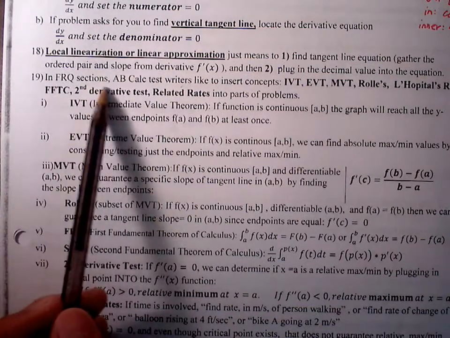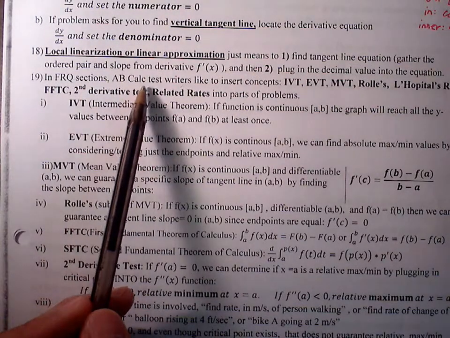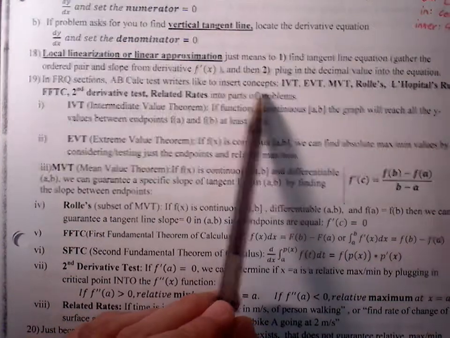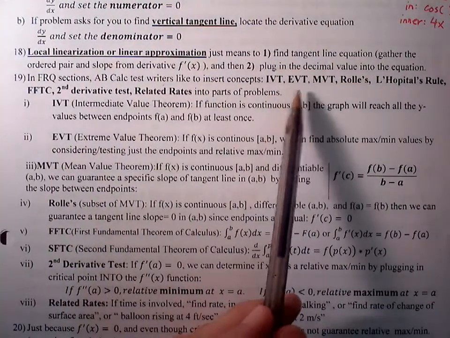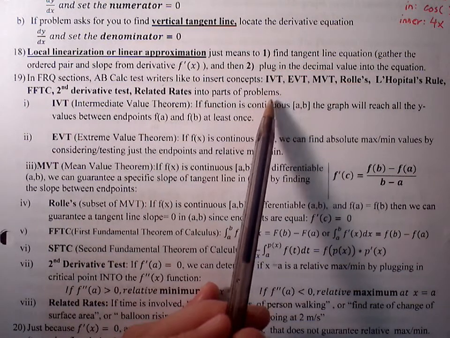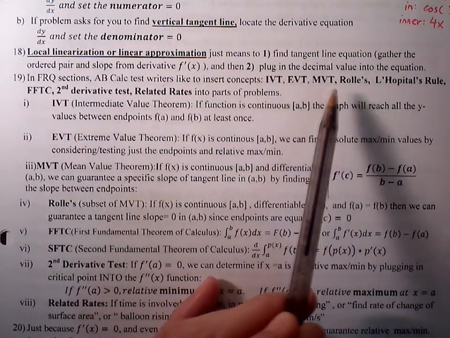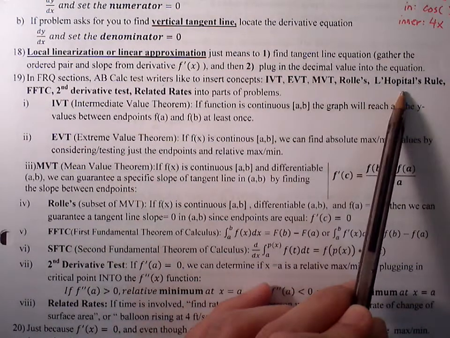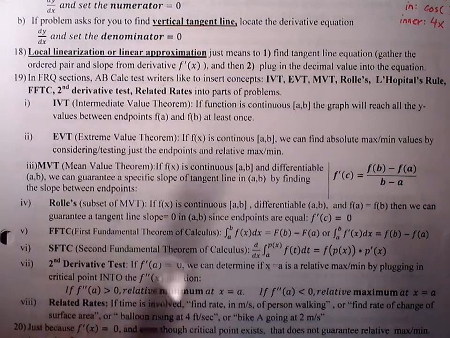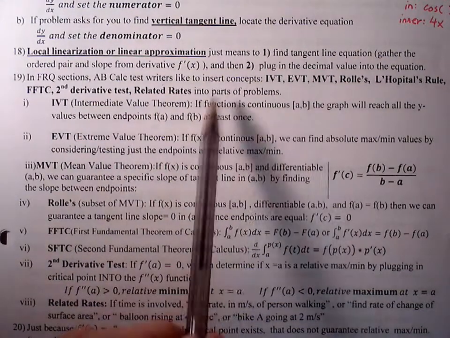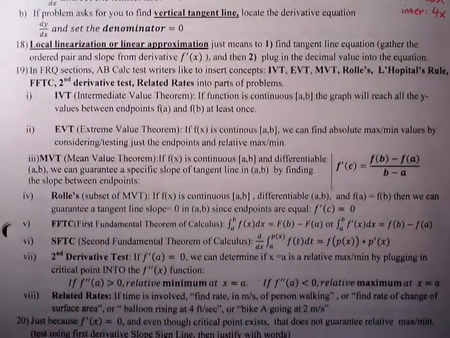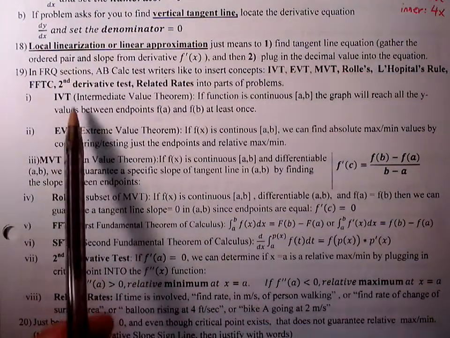In FRQ sections, AP exam FRQs tend to insert concepts like IVT, or a combination or mixture of these; they just tend to show up a lot. So IVT, EVT, mean value theorem, Rolle's theorem, L'Hopital's rule, the fundamental theorem of calculus, second derivative test, related rates show up in parts of problems. So let me just go through each of these main theorems here.